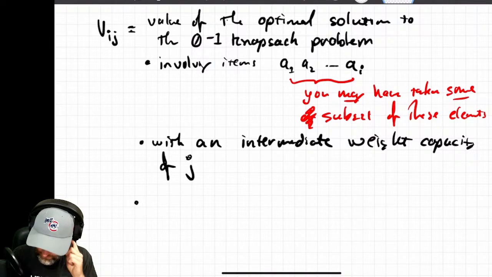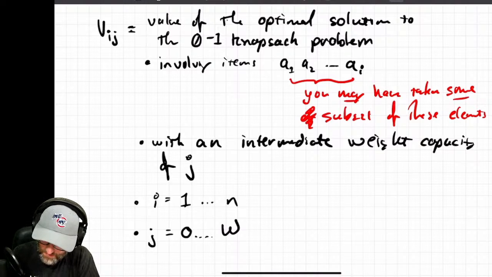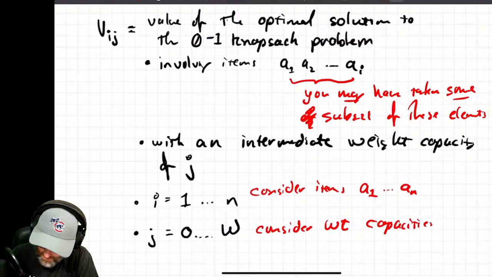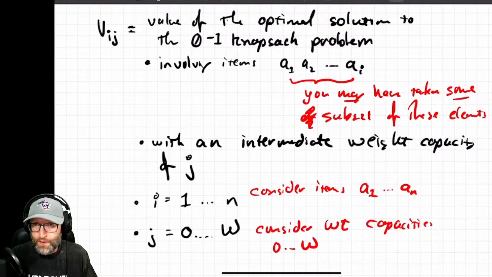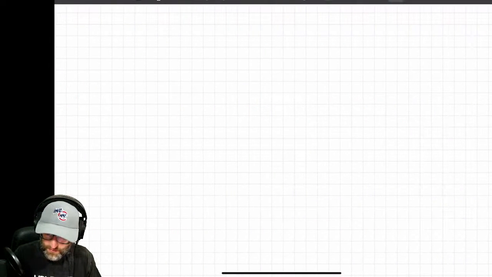Let's note that here now, right? That i will run from 1 up to n, and j will run from 0 up to W, right? Again, I'll annotate this. Consider items 1 through n, A1 through An, and we're going to consider weight capacities 0 through W. Okay? Now, given that setup, let's start identifying the other things. What are our base cases? What is the relationship between these things? Right? So let's go ahead and consider base cases first.